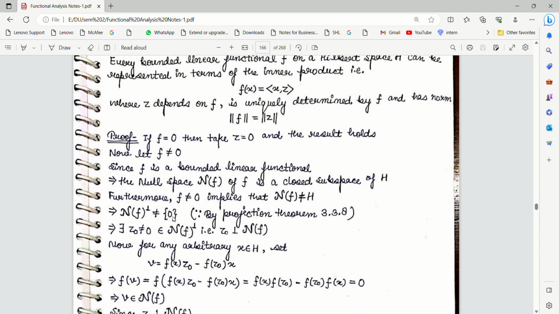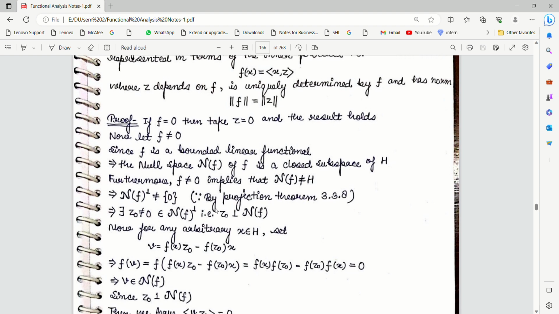Now, the orthogonal complement of the null space of f is not equal to 0 by the projection theorem. Now let us consider an element z0 not equal to 0 belonging to N(f) perpendicular. That is, z0 is orthogonal to the null space of f. Now for an arbitrary x belonging to H, let us consider a new element v. We have defined this element as v equal to f(z0) x minus f(x) z0.